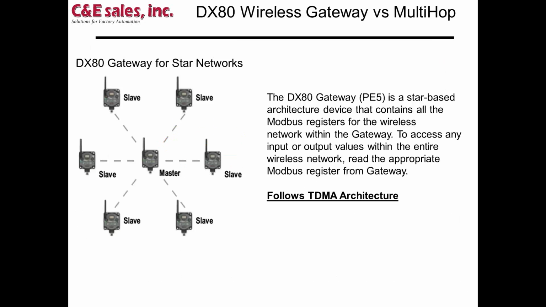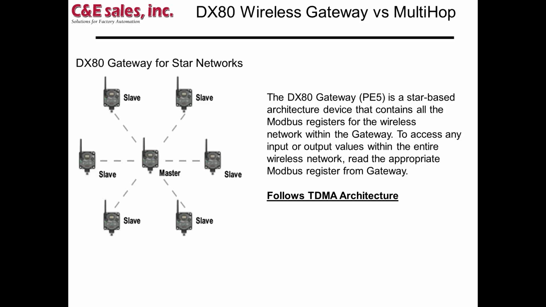Okay, a couple other different radio technologies that Banner uses. One is called DX80 or DX80 Gateway radio. This is for star networks. In this network, the master has to be able to communicate with each slave, so it somewhat can limit your range potentially. But again, the slaves have to communicate individually all back to the master.